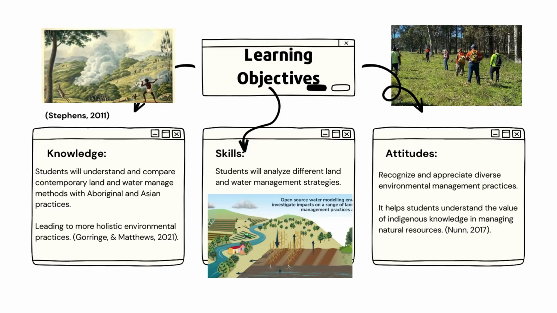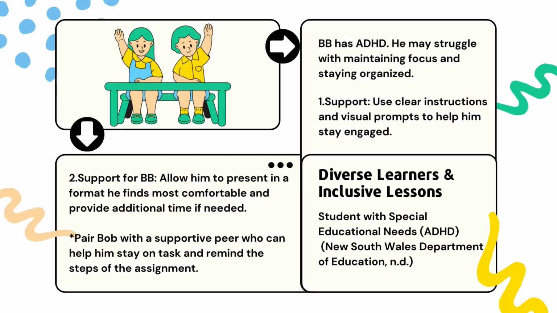For the learning objectives of this course, students will understand and compare contemporary land and water management across different regions. And as Matthews and Reagan mentioned, this kind of understanding leads students to have a holistic environmental practice. And Nan in 2017 mentioned that it actually helps students to understand the value of Indigenous knowledge in managing natural resources. This is quite important for them.